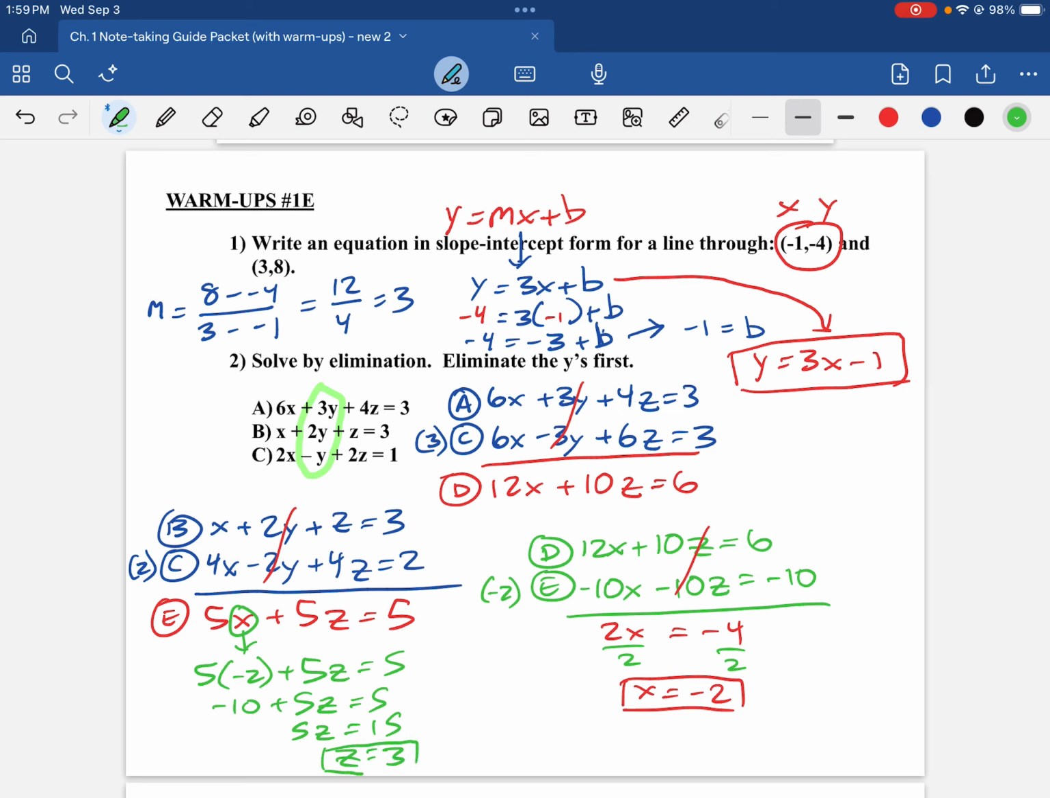Okay, and finally, now that I have 2 of the 3 variables, I'll go back to one of my original equations. I'll use equation B here. Those are nice small numbers. So x is -2, and then plus 2y, I don't know the y yet, plus z, and z was 3, equals 3.